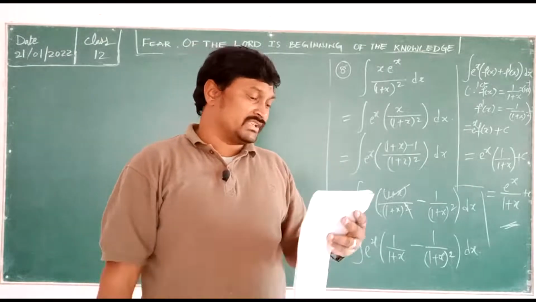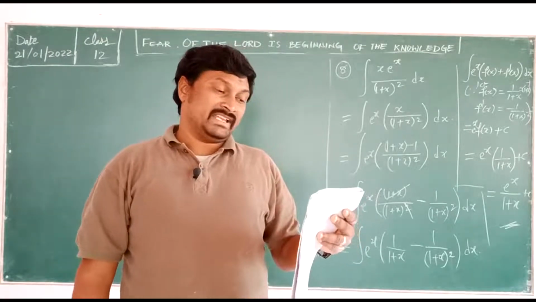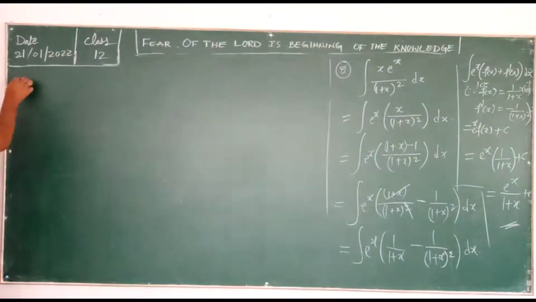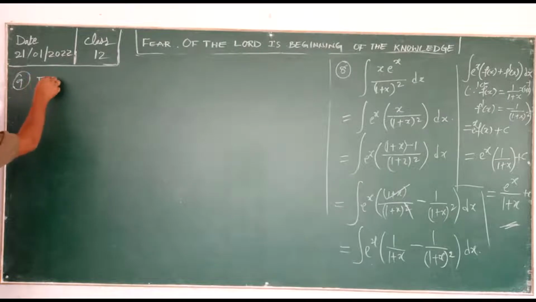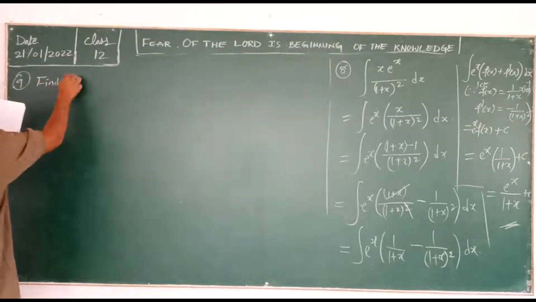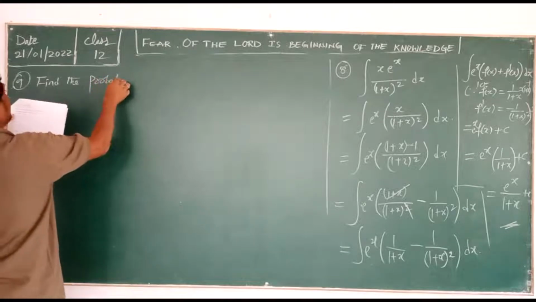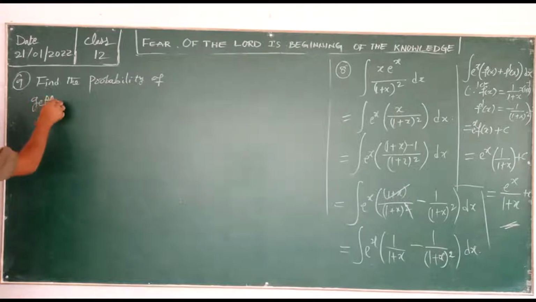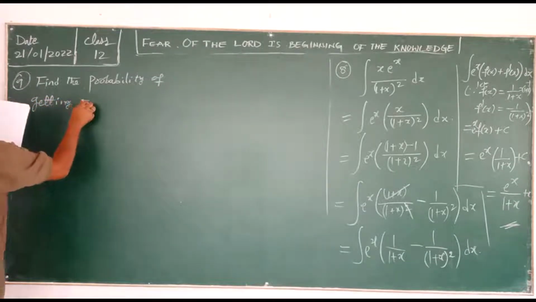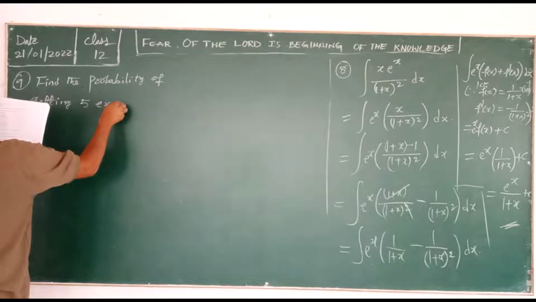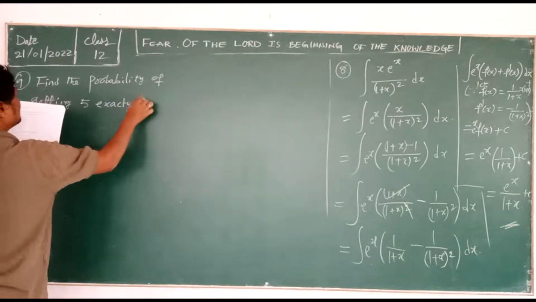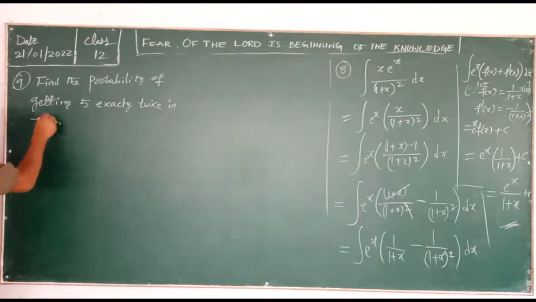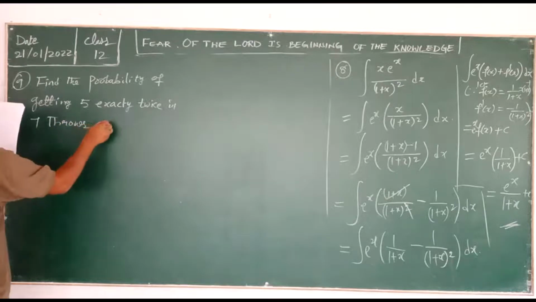That is the next question: find the probability of getting 5 exactly twice in 7 throws of a die. So I'll write here. Ninth question, this is an important one. Find the probability of getting 5 exactly twice in 7 throws of a die.